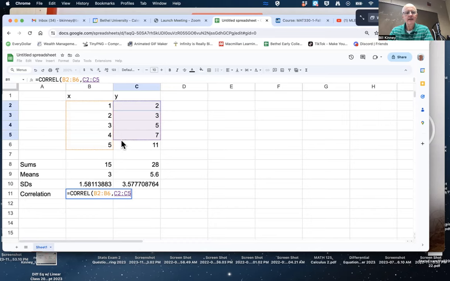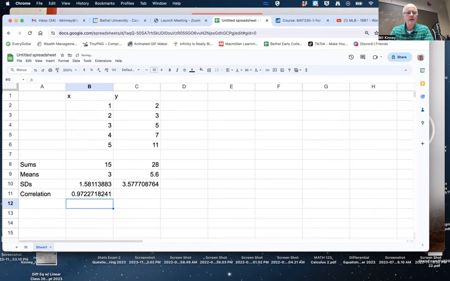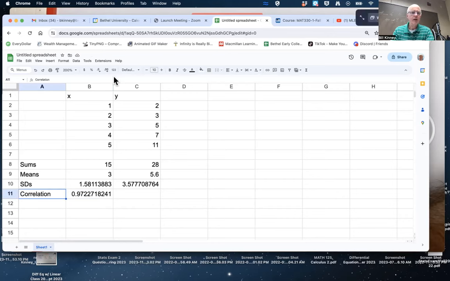Highlight the first list, highlight the second list there. It's close to 1, meaning it's a pretty strong linear regression. It's a pretty strong linear trend for these 5 data points. Actually, the squared correlation is a better measure of the strength of a linear regression. The squared correlation is called the coefficient of determination, but you don't need to know that.